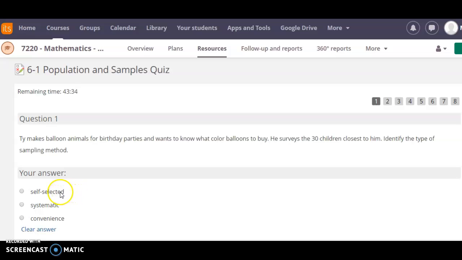Some of you got confused on self-selected or convenience. Convenience just means you're asking the people who it's easiest for you to ask. So if you're at the birthday party and you're going to ask the children closest to you, that's convenience. Self-selected means you could ask anybody at the party just because you decided you wanted to ask them. So convenience would be the answer in this case.